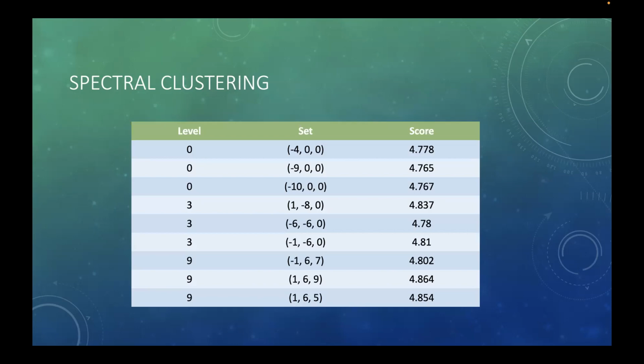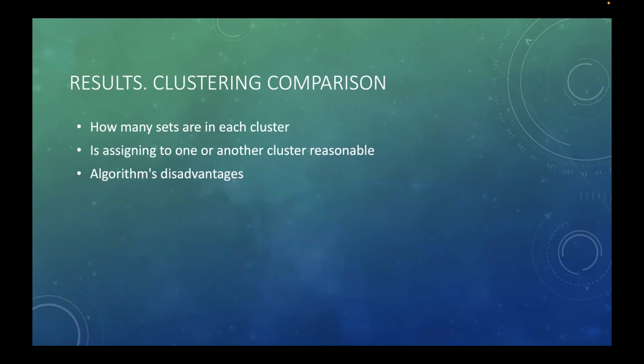To help understand which algorithm suits better in the experiment conditions, three main characteristics were used. How many sets are in each cluster? Is the assignment into one or another cluster reasonable? And algorithm disadvantages. A bar chart with the sets amount per cluster is shown on the slide.